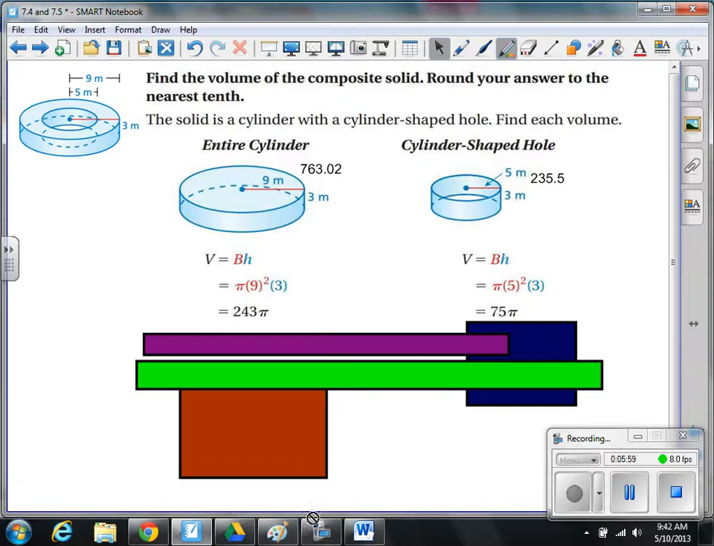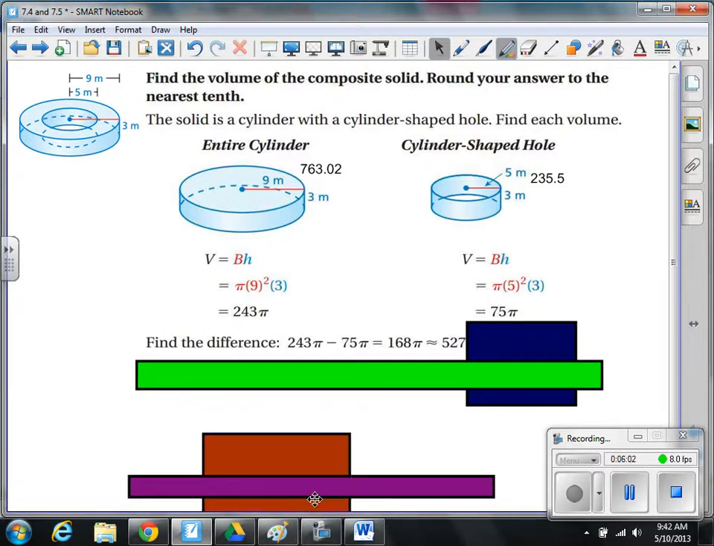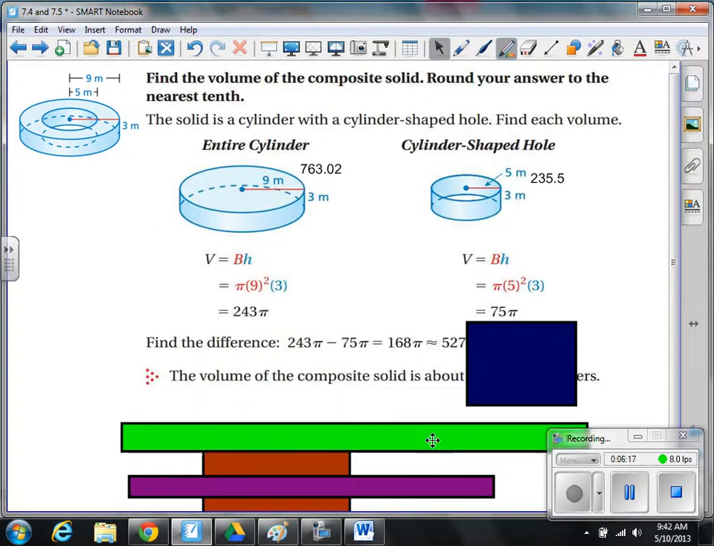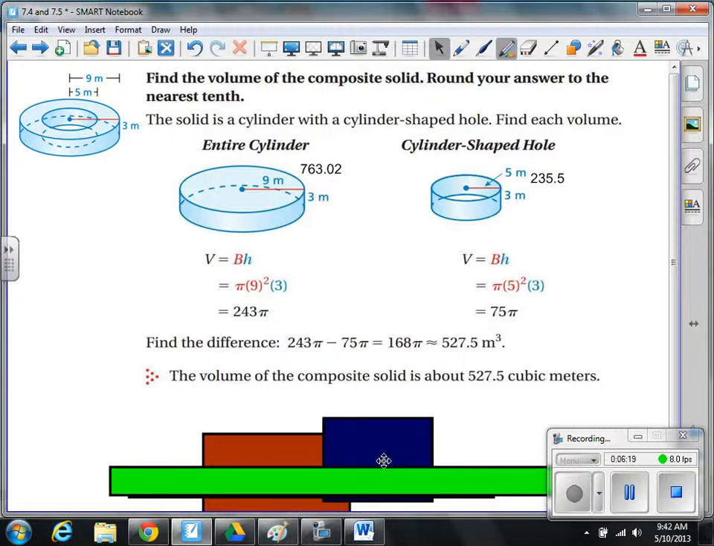So now we want to know the volume of the piece that's remaining. Well, if this is the entire volume, and this is the piece that was cut out, well, when we cut something out, we subtract. So we're going to take 763.02 and 235.5 and get a solution of 527.5. And again, that's an estimate. Any questions? Please ask.